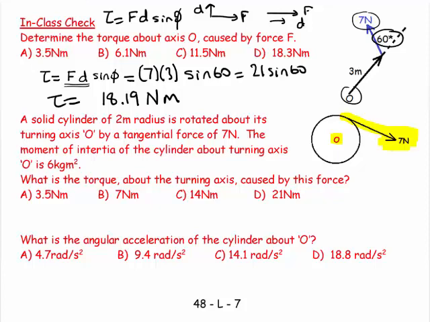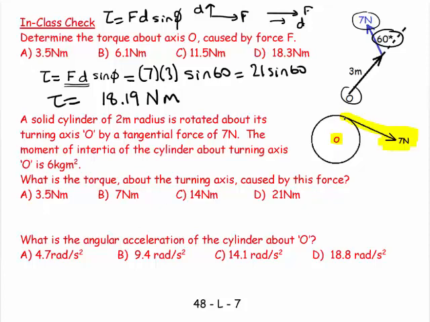It's a nice trick. The moment of inertia of the cylinder about the turning axis is 6 kilogram meter squared. We'll get to this later, but that's your rotational mass. It's the amount of inertia you have caused by this mass and its position. And then what is the torque about the turning axis caused by this force?